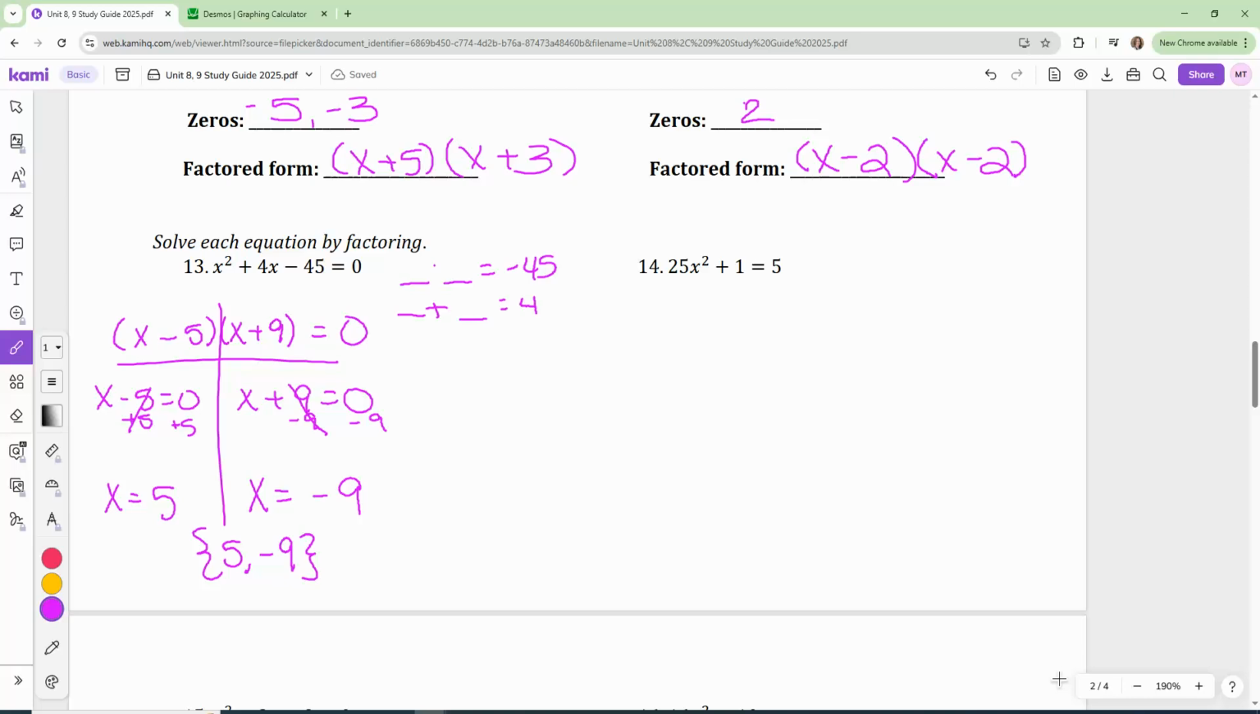So on 14, the first thing we have to do is subtract over the 5. And then we check for a greatest common factor, but there isn't one. However, these are both perfect squares, so we can do a difference of squares. So it would be 5x plus 2 and 5x minus 2. Set them equal to 0.